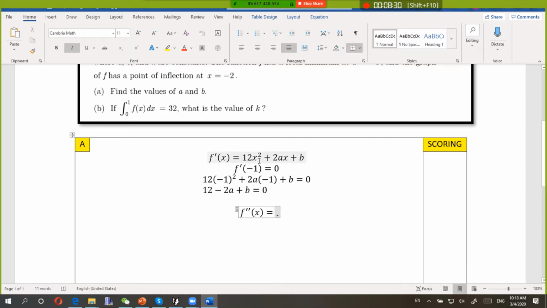4x raised to the third power. I'm going to derive, not integrate. 24x plus 2a. 24x plus 2a, okay.